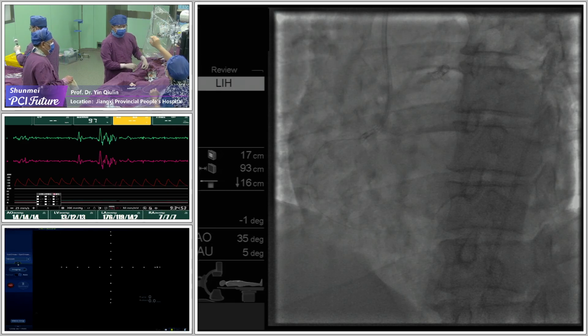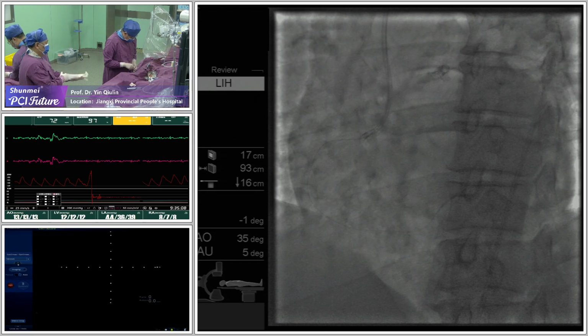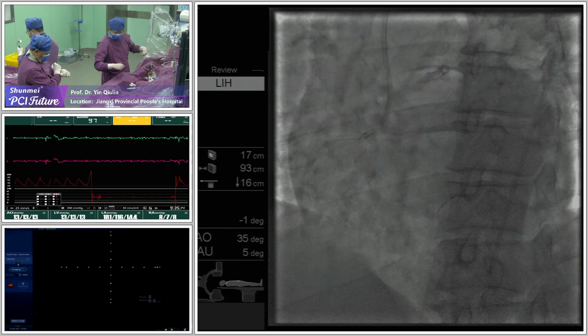Maybe the wire can change the angle. The wire is advancing, but the microcatheter is not advancing. You see that? When he is giving pressure to the microcatheter, the guide catheter is going down. Maybe make a small dilatation of the ostium. We need some kind of very proper wire advancement at that point.